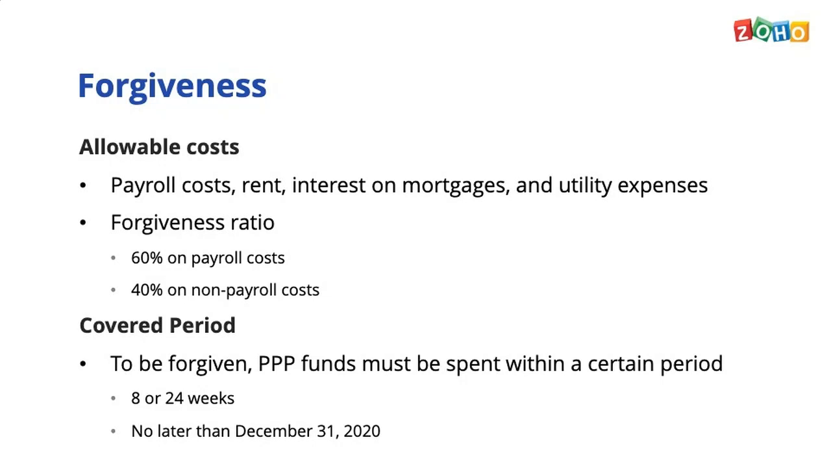And whenever we're talking about forgiveness, what we mentioned earlier is allowable costs. This is for the original PPP, and this doesn't include the new covered costs. The allowable costs are payroll costs, rent, interest on mortgages, and utility expenses. The forgiveness ratio is the 60-40. And the covered period, as we've been talking about, is 8 or 24 weeks, and no later than December 31st, 2020.